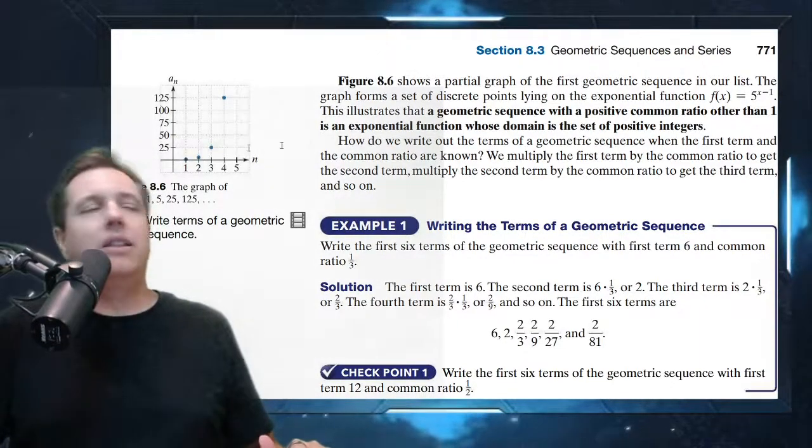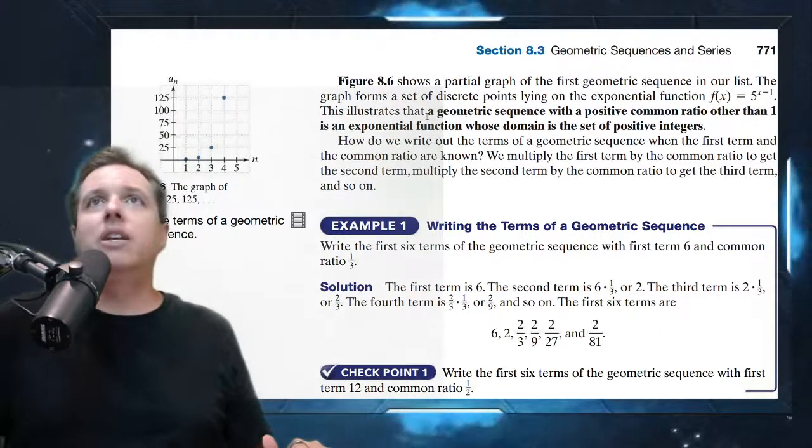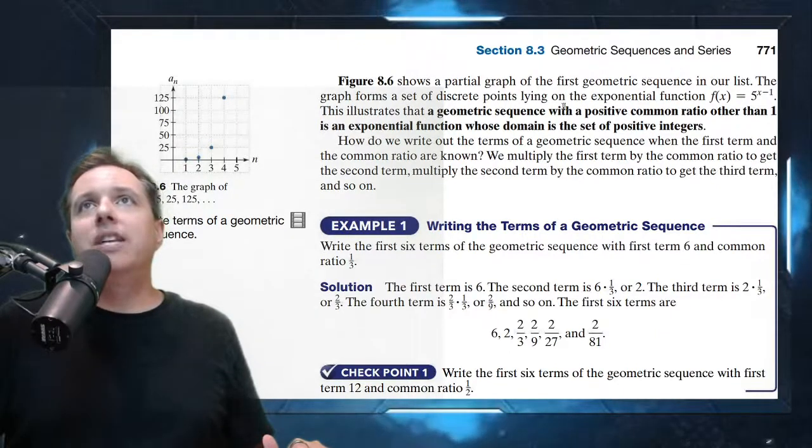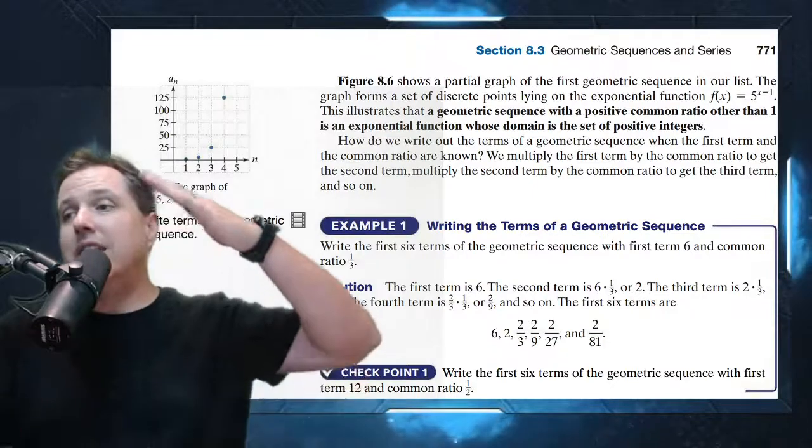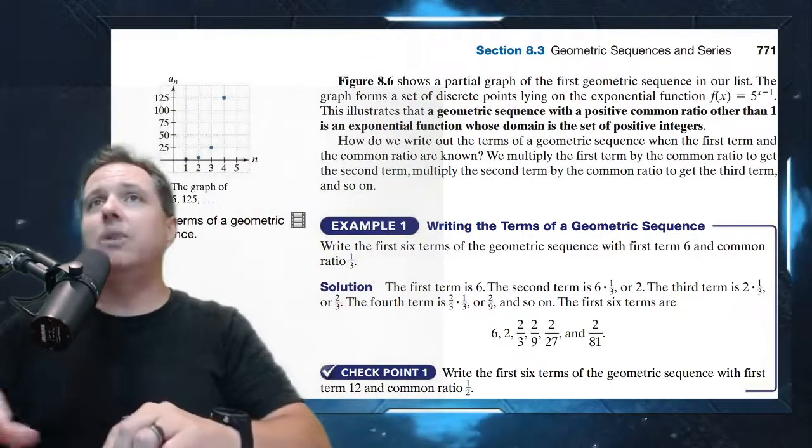And then they bring up a little point here, which is kind of interesting. A geometric sequence with positive common ratio other than 1 is an exponential function whose domain is the set of positive integers. So you're essentially just getting the integer values of an exponential function.